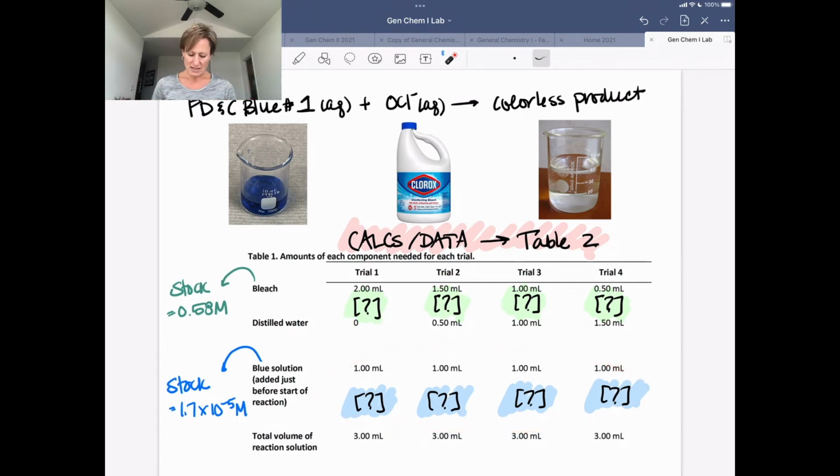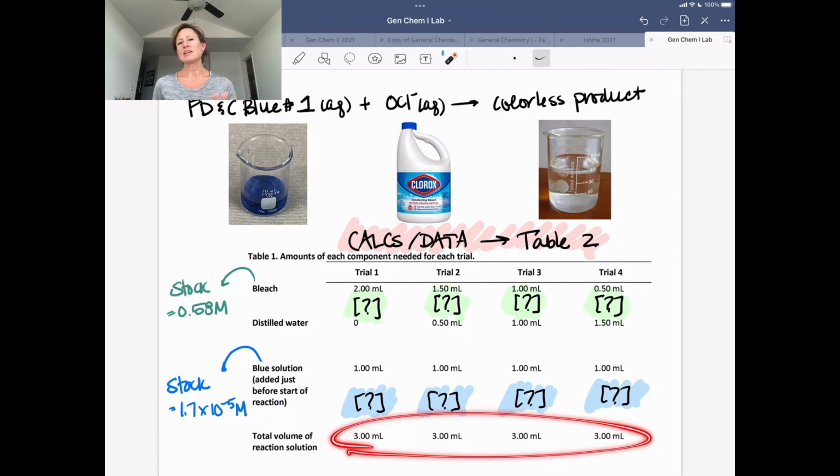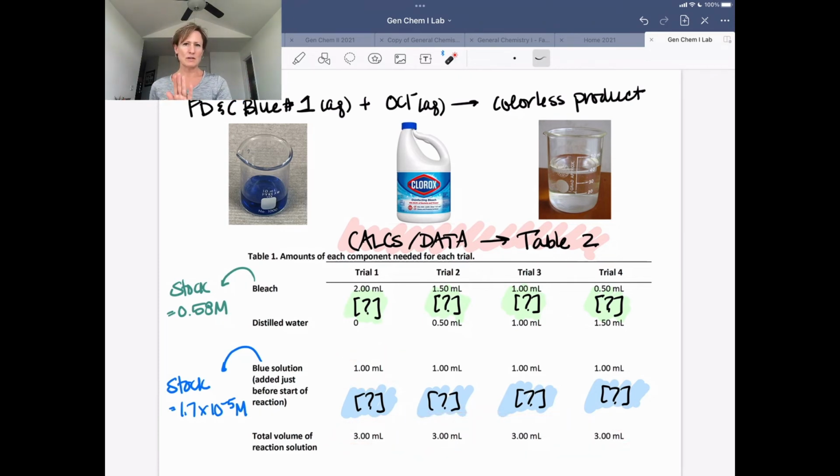I'll give you a little bit of a hint. These are just M1V1 calculations. I'm going to show you where you put this on your handout here. It's going to be page 5. There's a spot where you can put your calculations in. And then data table 2 has concentrations for your blue dye and then your hypochlorite ion. So noting that this number is going to be the same for all of them, because we always added 1 milliliter of dye and it ended up being diluted to a total volume of 3 milliliters.